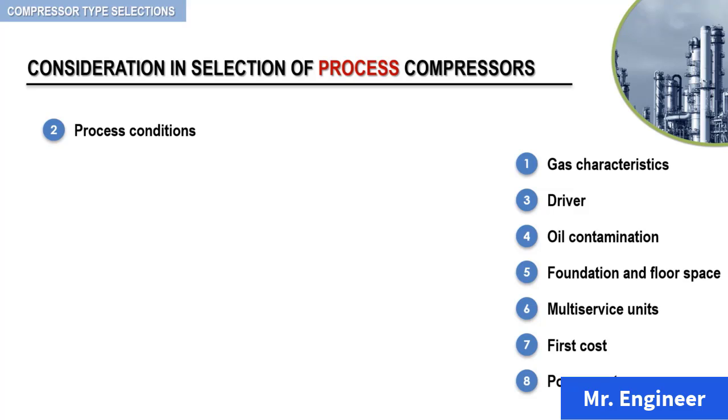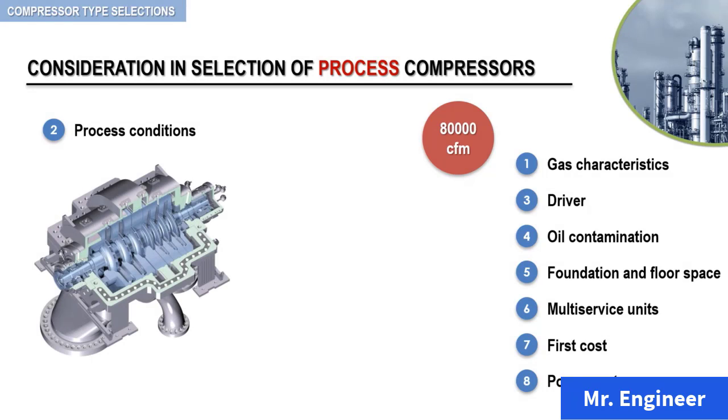For the second factor, in any compression problem for a given compression ratio, the flow rate to be handled establishes the physical size of the equipment under consideration. For example, if 80,000 cubic feet per minute of gas must be compressed at near atmospheric suction conditions, a centrifugal compressor would almost certainly be used for the lower stages of compression.